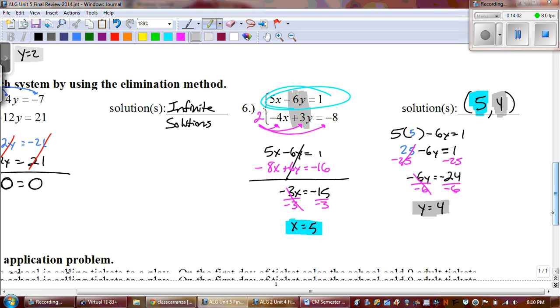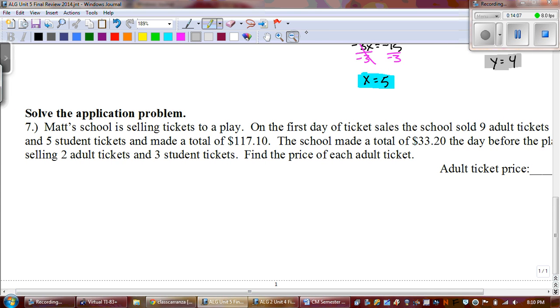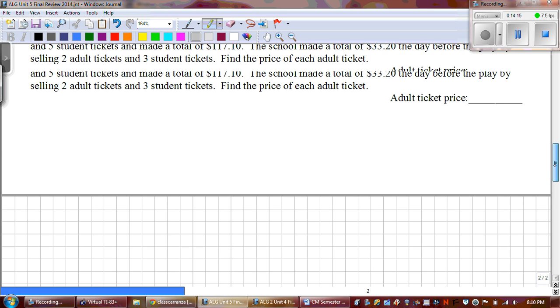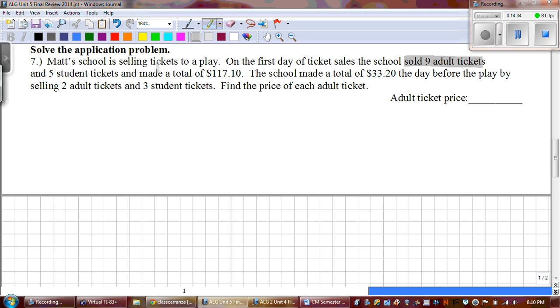Okay. Let's look at the last one, our favorite, word problems. Okay, so it says, I'm just going to scroll down a little bit, that Matt's school is selling tickets to the play. On the first day of ticket sales, the school sold 9 adult tickets and 5 student tickets and made a total of $117.10. All right, well, that was one sentence, and it told us a lot of information.